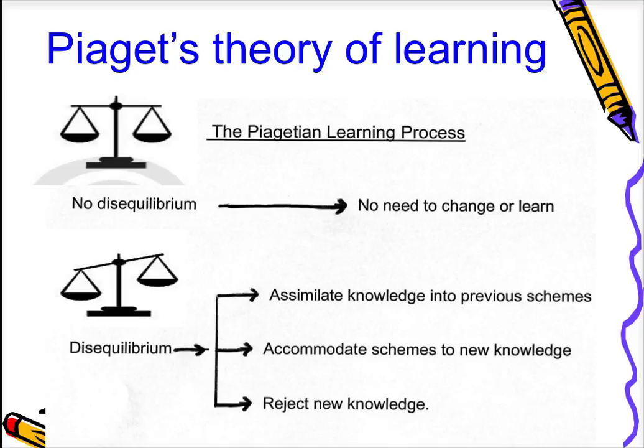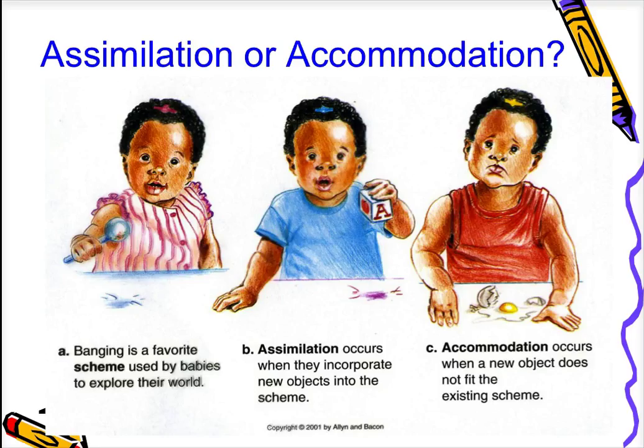Okay? So anyway, that's Piaget's theory of learning, that you have a particular mental model of the world. When the experiences of the world contradict your mental model, you go into disequilibrium, which forces you to either take that new experience into an existing scheme, change your scheme, or possibly simply reject the new knowledge and hold on to your own scheme, old scheme.